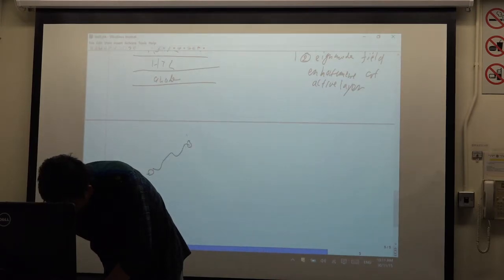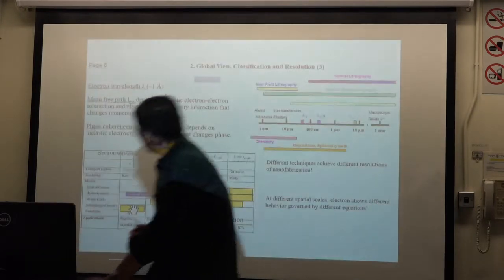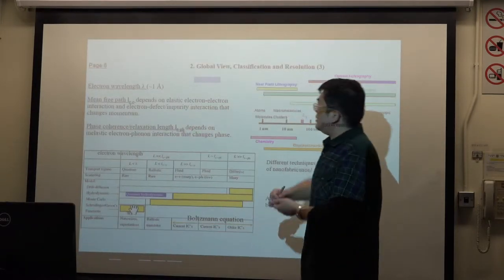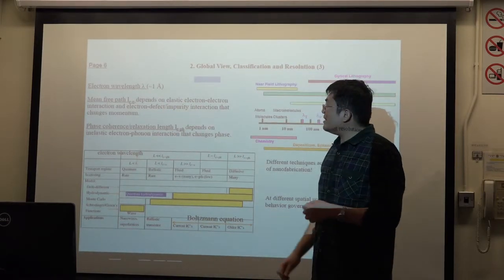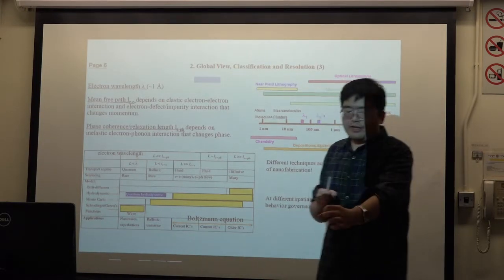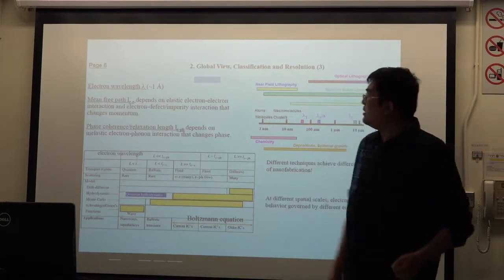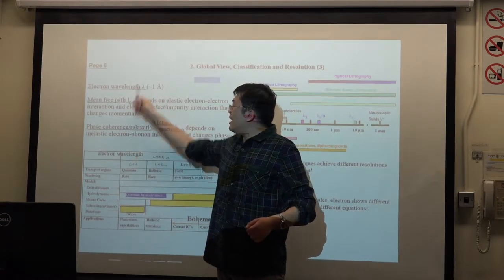Okay, strike another electron. This distance, they call the mean free path. This is just elastic, very important: elastic interaction. It just changes momentum, like a sphere. It changes momentum but not energy. This is the mean free path, and it should be larger than the electron wavelength.